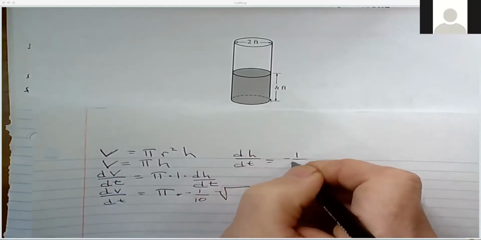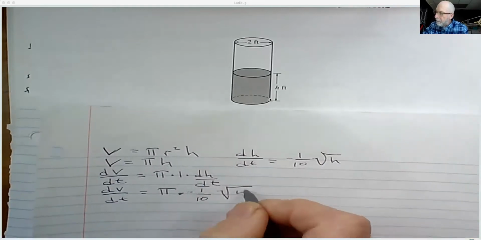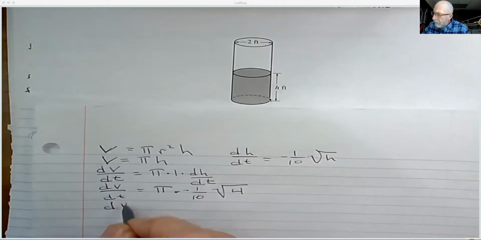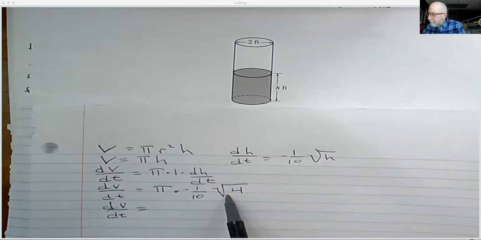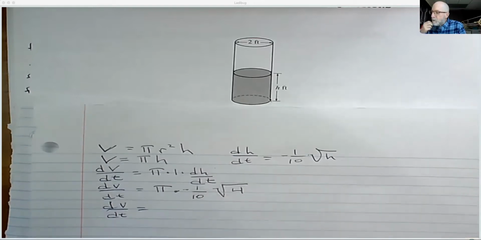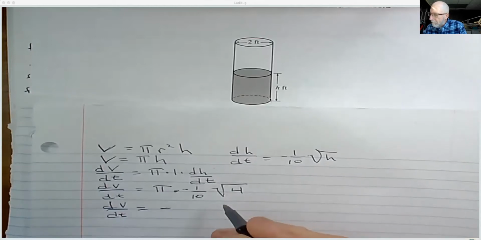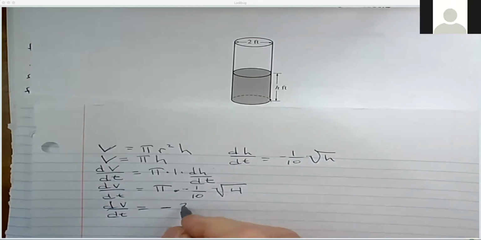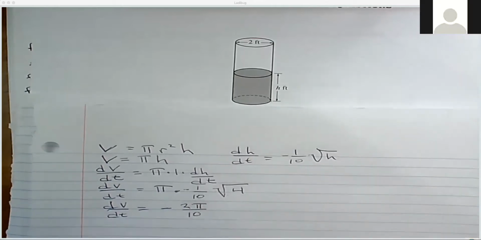A 4. A 4. I'm just rewriting that down. Okay, so dV/dt equals square root of 4, 2. 2. Do you want me to simplify, or should we just write it out in a non-simplified manner? Just write it out. Okay, a negative 2 pi over 10. How's that sound? Good.